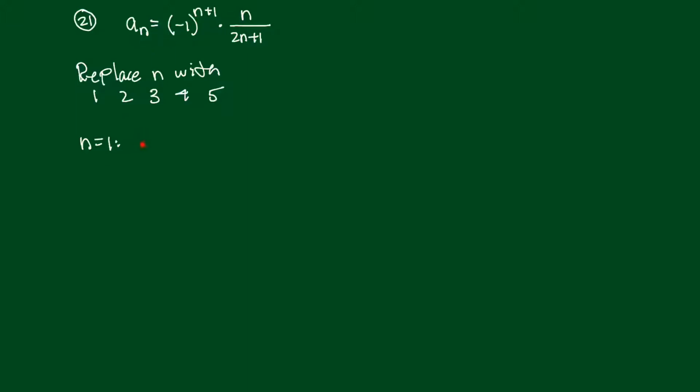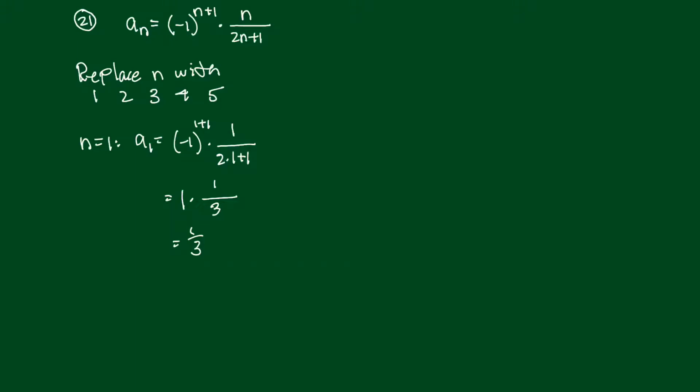So we will get a sub 1, our first term, being -1 to the 1 plus 1 times 1 over 2 times 1 plus 1. Now, this is going to be -1 squared, which is going to be 1, times 1 over 2 times 1 is 2, plus 1. We've got a 3 here, so this is just 1/3.